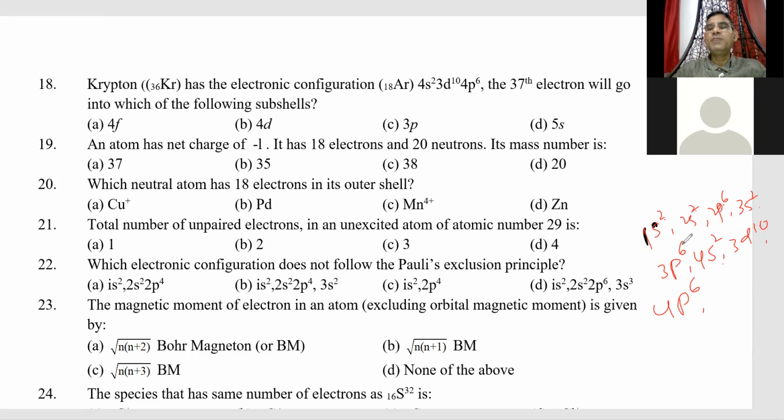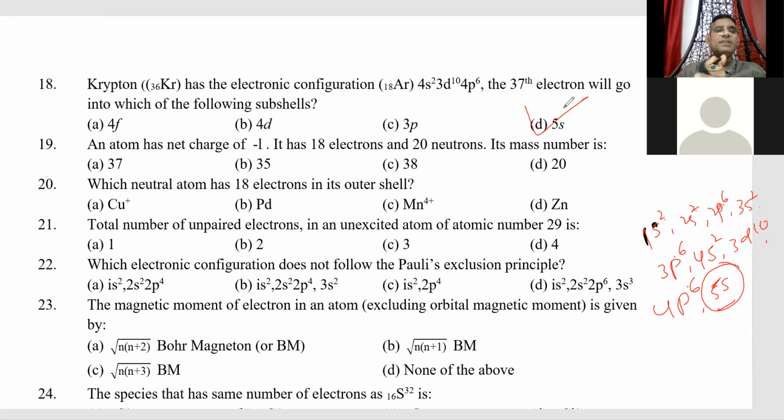2, 4, 10, 12, 18, 20, 30, 36. What would be the next one? The next one will be 5s. So the 37th and 38th electrons will go into 5s. They were asking you what comes after 4p. This was the meaning.